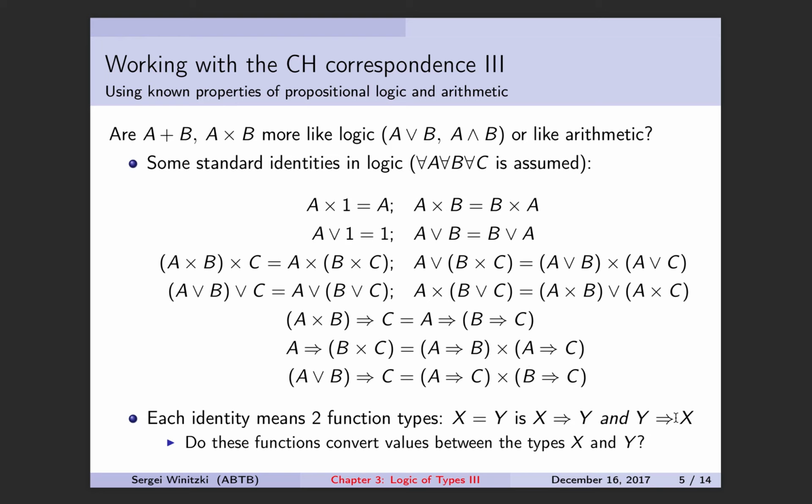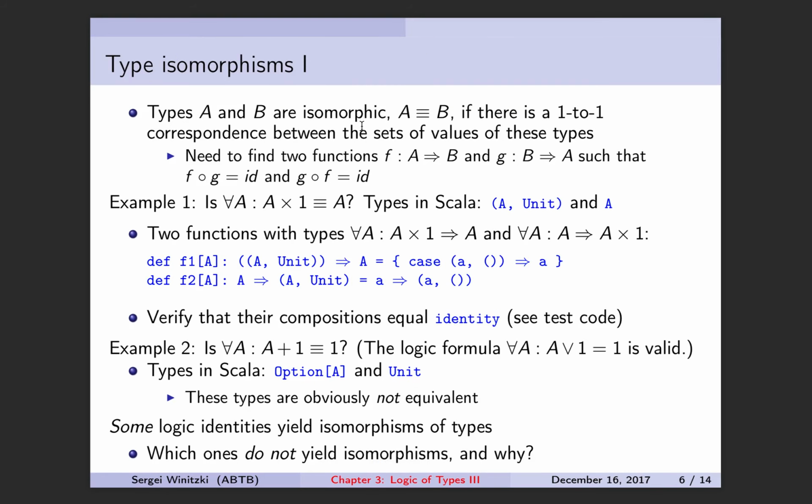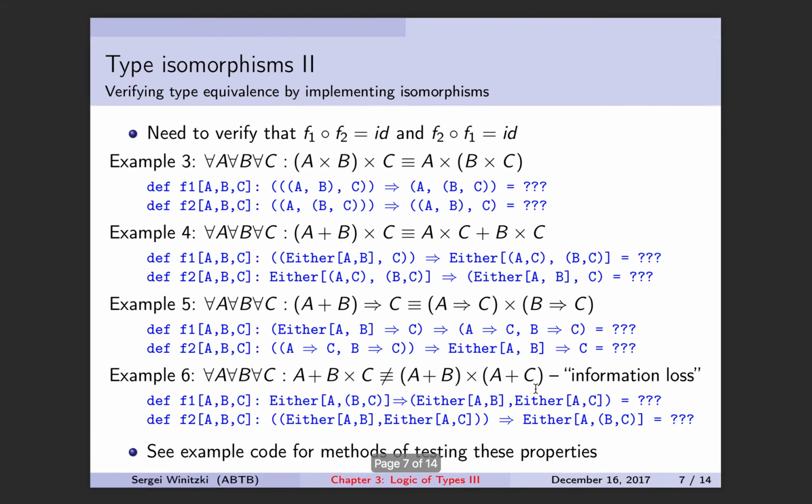Identity of logic corresponds to two functions, but they do not necessarily mean that types are equivalent, because these functions can convert values between types, but not necessarily isomorphically. In other words, they could lose information. And so I define isomorphism as two functions converting between two types in both directions that do not lose information. I give examples of types that are isomorphic and types that are not isomorphic or not equivalent. It's the same thing, equivalent and isomorphic. And all these examples I give in Scala and explain how they work.